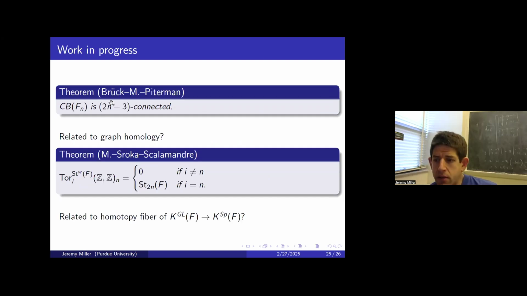Oh yeah, so let me just end with 1 minute on new results. In joint work with Benjamin Bruck and Kevin Piterman, we proved the analog: the common basis complex for a free group is 2n minus 3 connected. So if you take subgroups of a free group, with the property that they form a simplex if there's a basis for the free group such that all of your subgroups are generated by subsets of your basis. So we proved a free group version, where you replace GLN with Out FN.